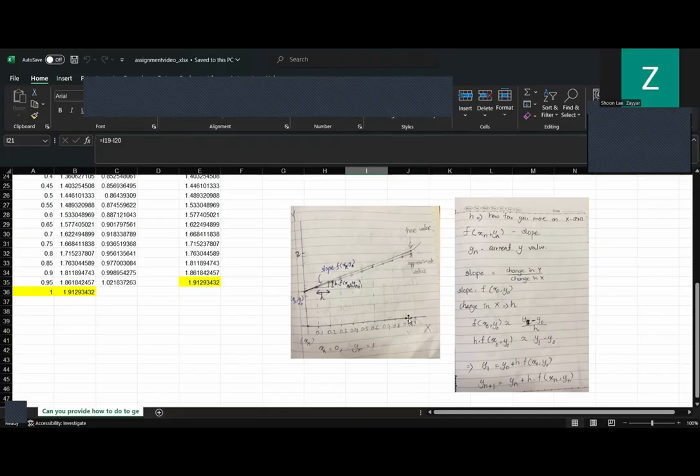And now let's look at how we get the formula for our new y. So we know the slope is fundamentally change in y over change in x. If we think about it, change in y would be y1 minus y0. Then change in x will be the step size, h. Then the slope initially is f of x0, y0. So we just substitute it, and then we rearrange it to get the formula for y new.